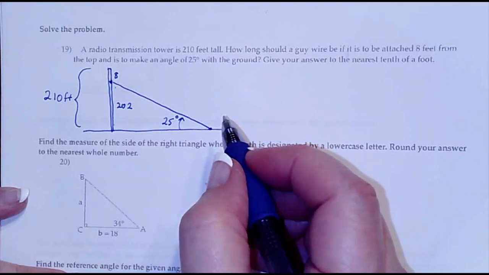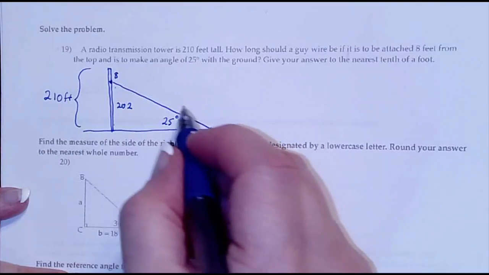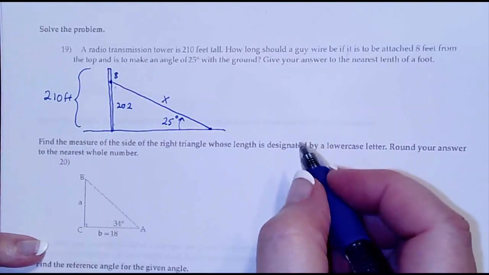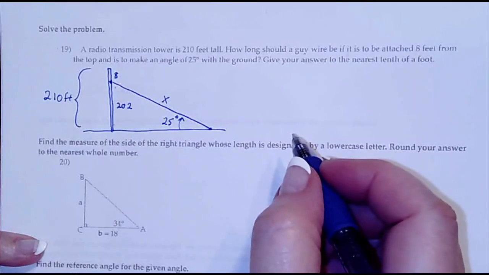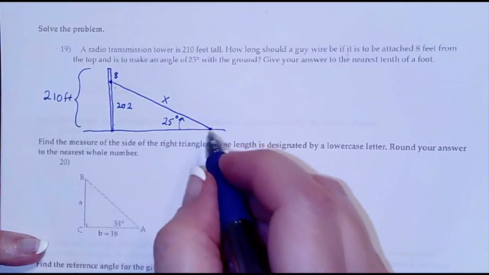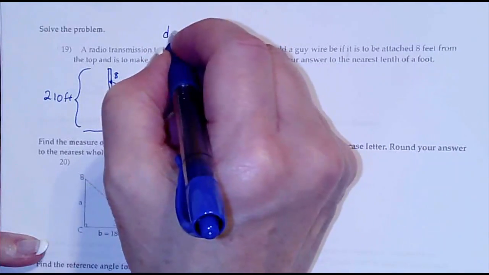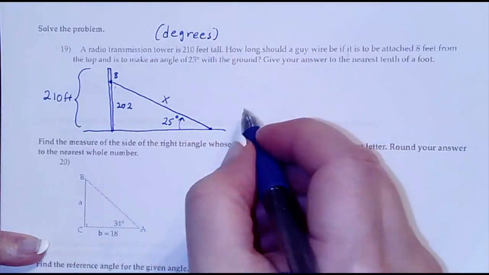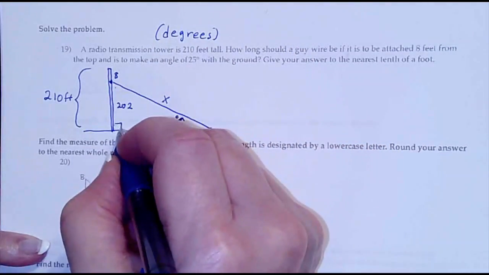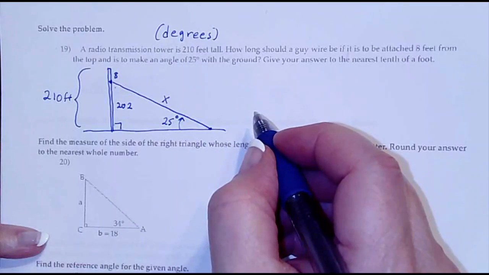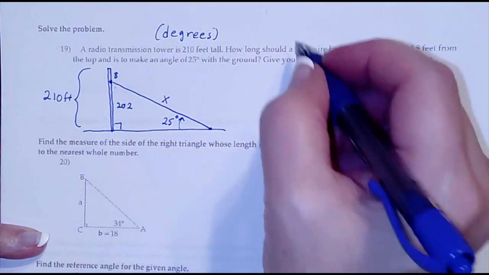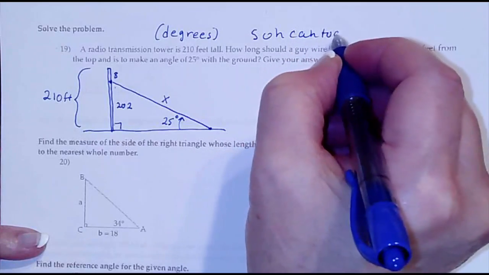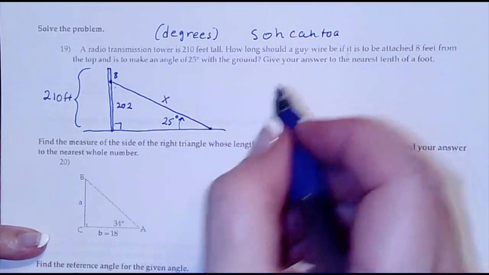So the question says, how long should the guy wire be? So there's our x, it's going to be on that side. Now, when you do this problem, you've got to make sure your calculator's in degrees mode again because you just changed it before into radians. So we want to make sure we're in degrees. And now we've got a right triangle. So we're back to right triangle trig, which says SOHCAHTOA, right?